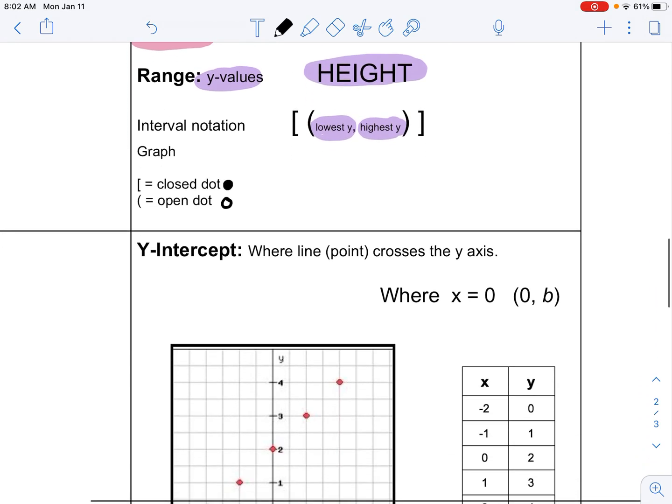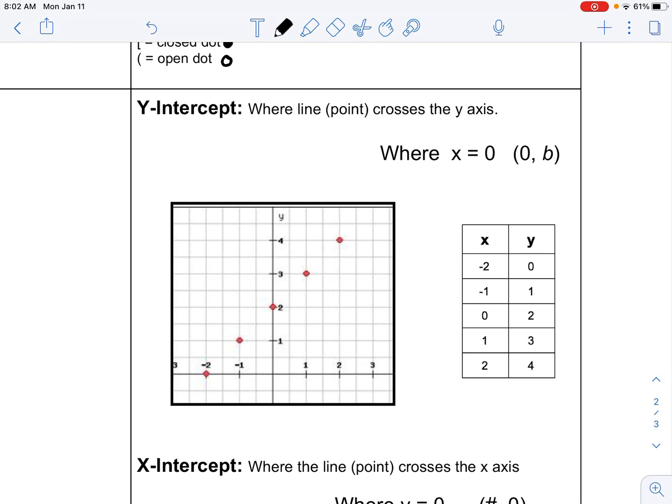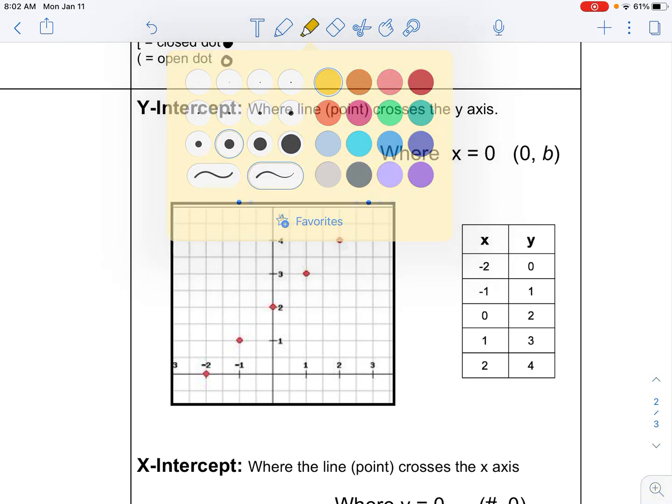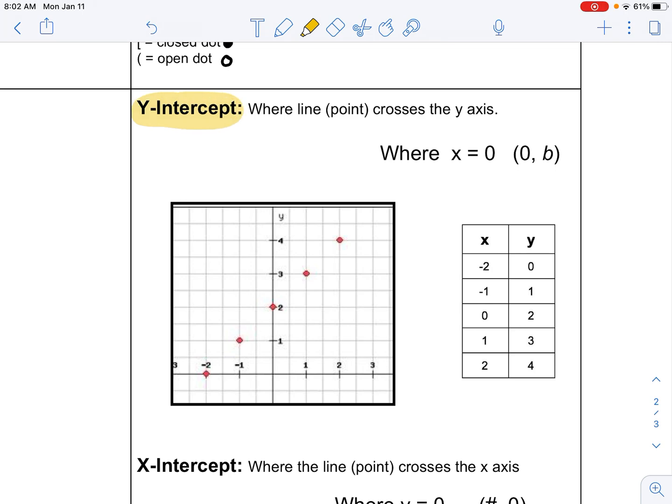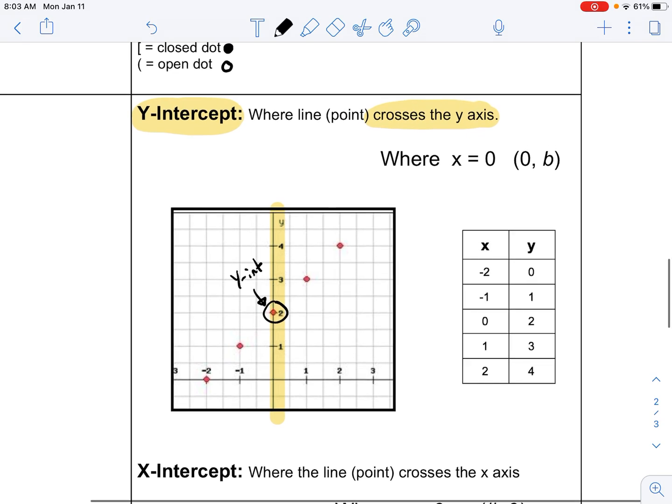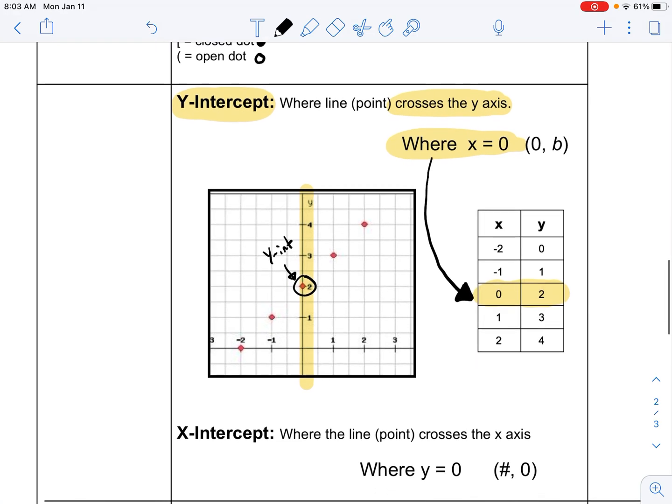Okay. The y-intercept is where a line crosses the y-axis. So this is your y-axis, meaning this is your y-intercept. It's also where x equals 0. So x is 0 in our table, which means this is our y-intercept. So that's how you can find the y-intercept.